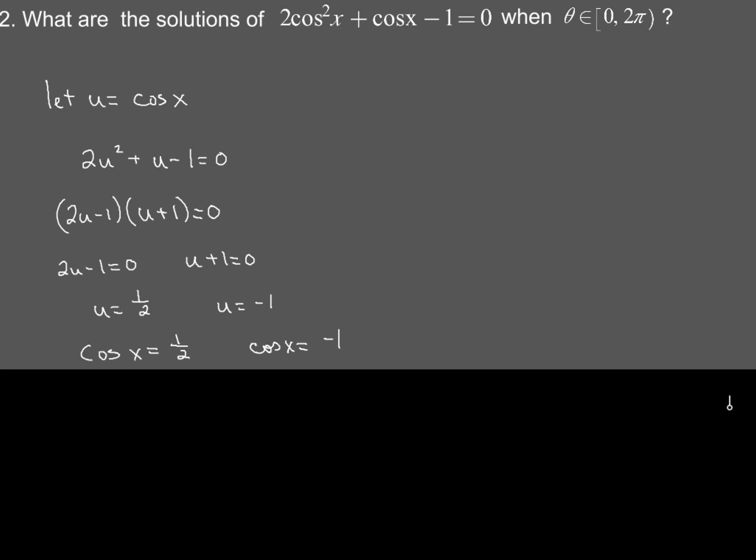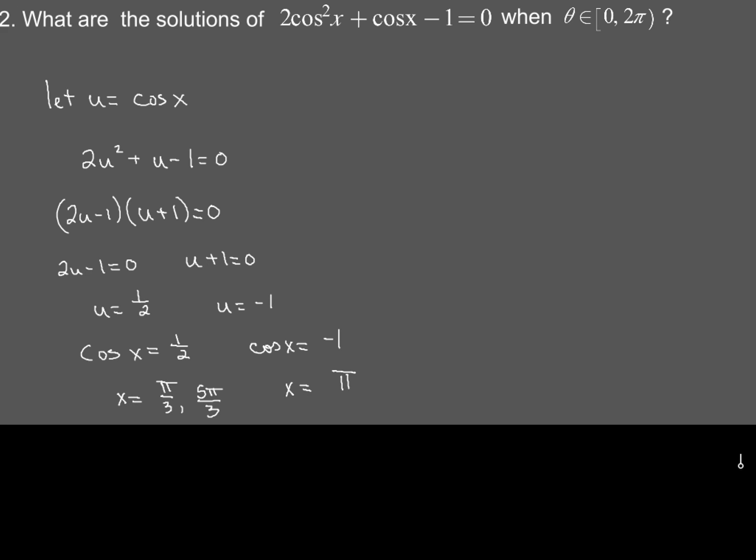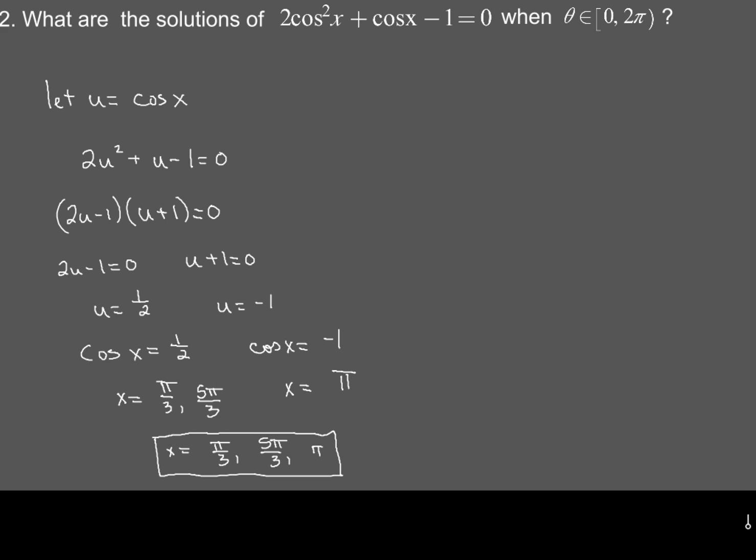From here, you have to know those values on the unit circle between 0 and 2 pi for each one of those spots. For the first one, we end up with pi over 3 and 5 pi over 3. For cosine x equals -1, we just get x equals pi. Usually in most textbooks, they'll write them in order. So then your final answer would be x equals pi over 3, 5 pi over 3, and pi.